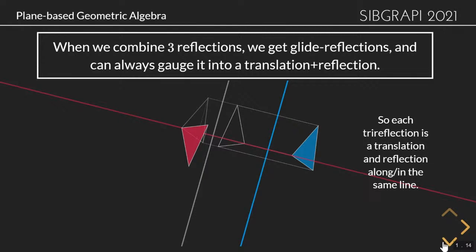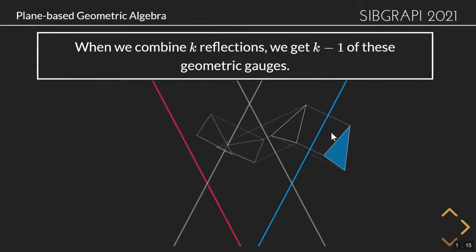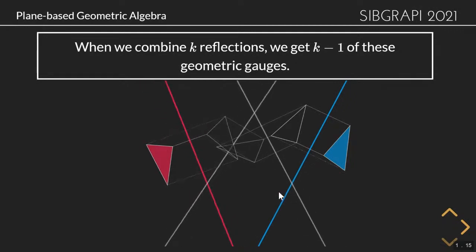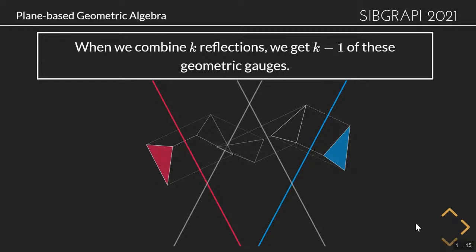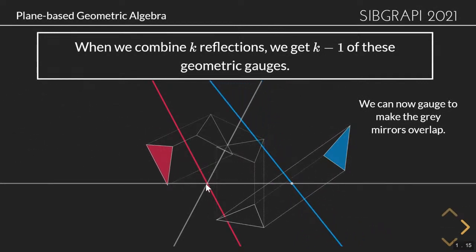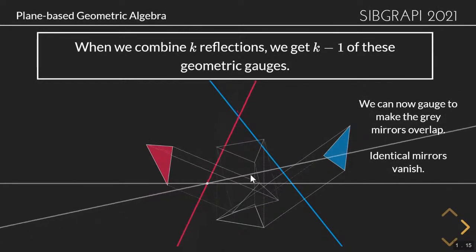Things get even more interesting when we consider the composition of four reflections. Because when we do four reflections in the plane, we get three of these gauges. So we have a gauge here, we have one here, and we have one here. When we get three of these gauges, we can actually always eliminate two of these reflections. And this is how it works. So we will use this first gauge to make this gray mirror go through this last gauge. And then we will use the rotation point, the last gauge, to make the two gray mirrors be incident.